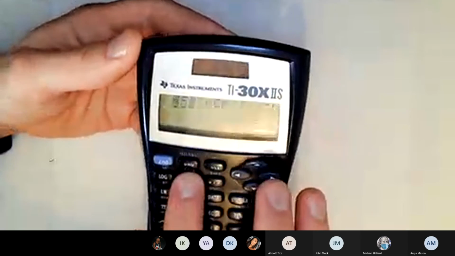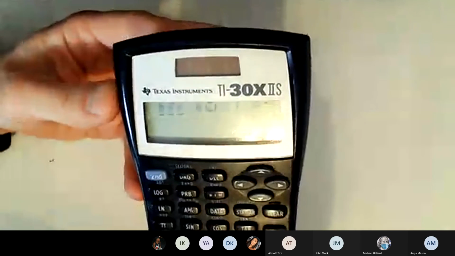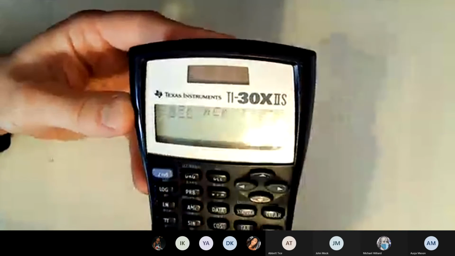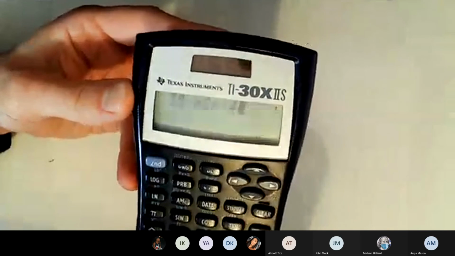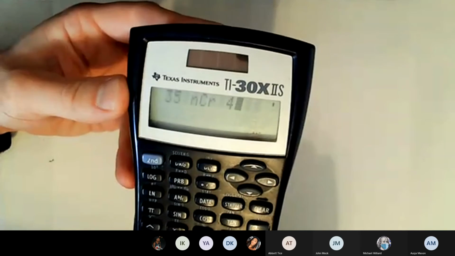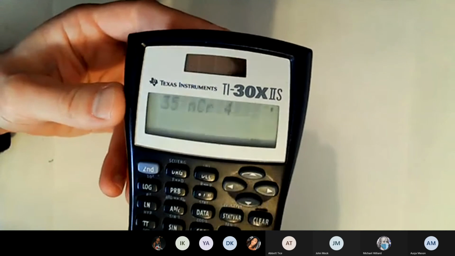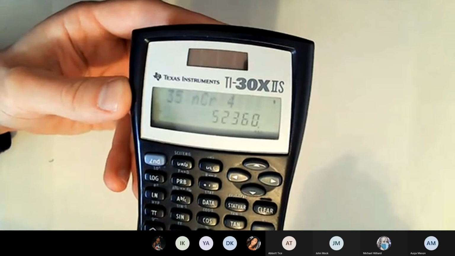I'm trying not to get the glare. I'll turn this off. There we go. So now we have 35, and then it says nPr, nCr, or factorial. So it'll do all of these things for you. I need to use the combination formula, and then I type my 4. So those are the two numbers I'm using, 35, then nCr, 4. And I'll hit equals, and there it is. It does it for me.